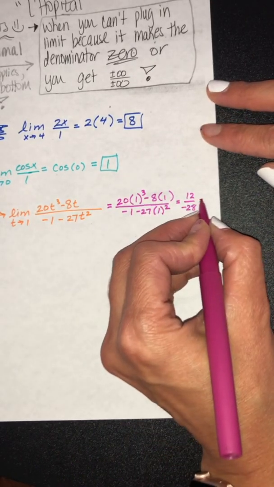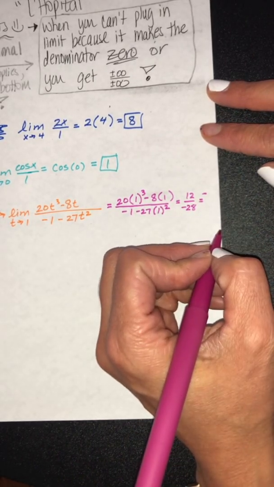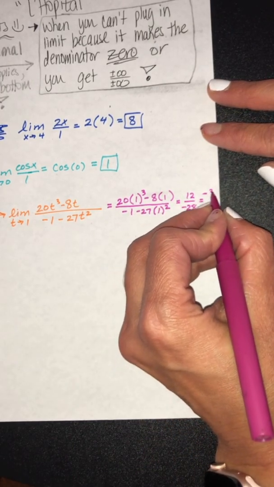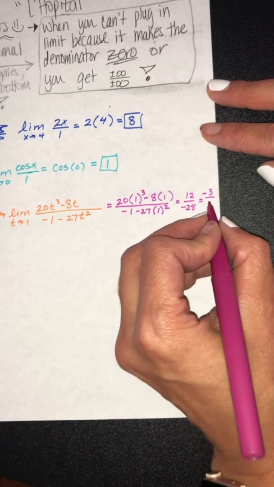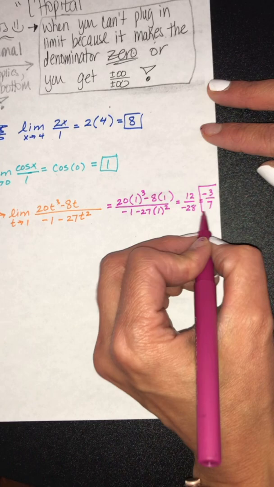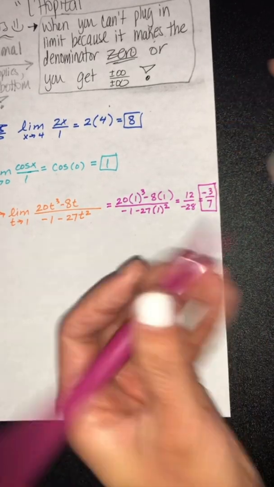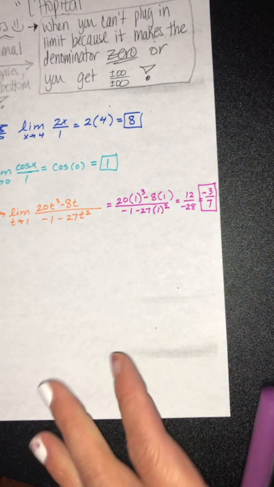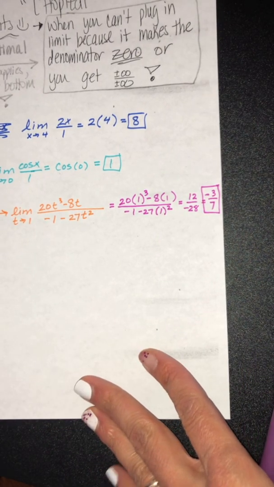Reduce that. And we always throw the negative up top. We can reduce out a 4. 12 divided by 4 will give me negative 3. Negative 28 divided by 4 is the 7. So negative 3 over 7. And there it is. So we can only use L'Hopital's rule when we are taking the limit of a rational function.